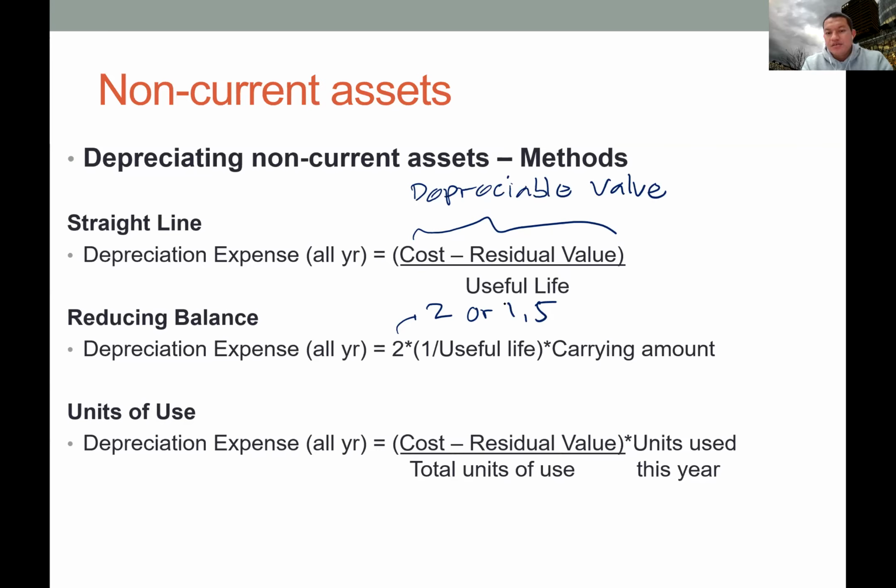And then we multiply this rate by the carrying amount or book value of the asset. So if we use the reducing balance method, we have to calculate the book value at the end of each accounting year.